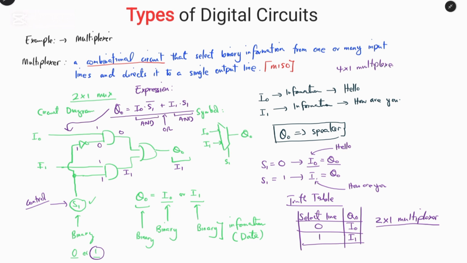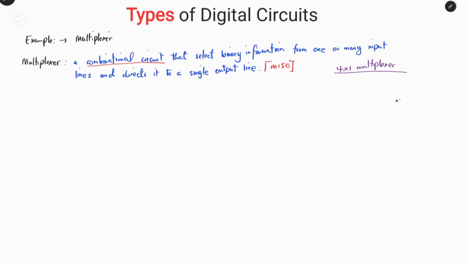So what is a 4 by 1 multiplexer? Already you can picture the 4 by 1 multiplexer. They have the same operation. The only difference is that it will have 4 inputs and a single output, and it will be governed by not only a single select line but two select lines. Now let us draw the circuit diagram of the 4 by 1 multiplexer.